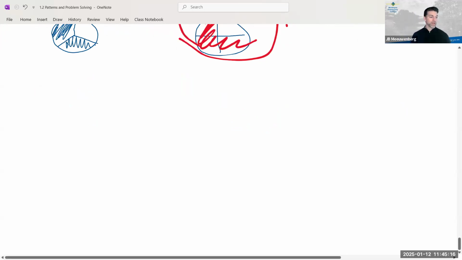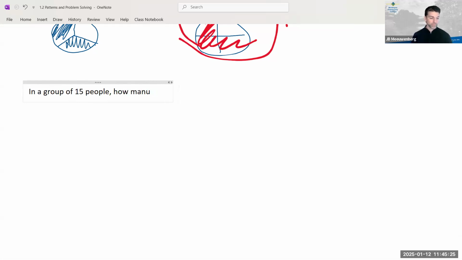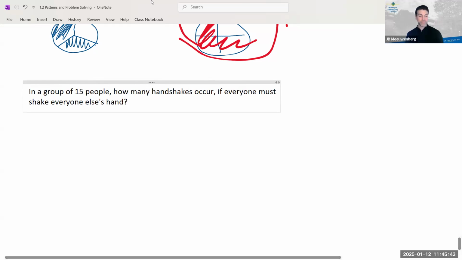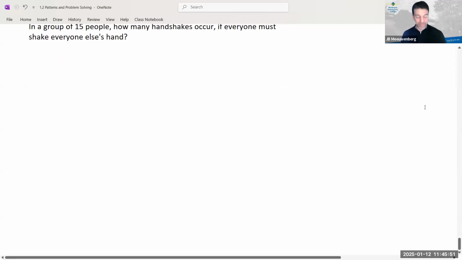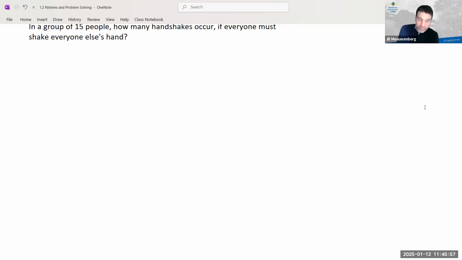In a group of 15 people, how many handshakes occur if everyone must shake everyone else's hand? So if there are 15 people in a group, how many handshakes occur if everybody must shake everybody else's hand? I'm going to let you pause and think about that for a second and see if you can come up with a way that you might solve this problem.